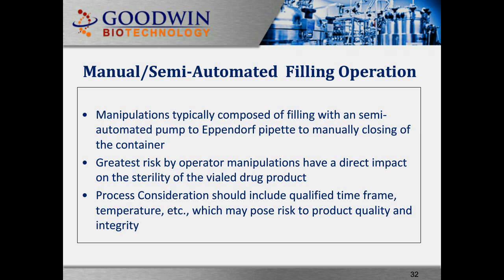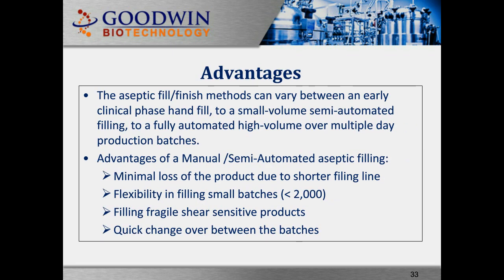Let's go over the advantages of manual semi-automated filling. The aseptic fill finish methods can vary from an early clinical phase hand fill, to a small volume semi-automated filling, to a fully automated high volume over multiple day production batches. What are the advantages of manual semi-automated aseptic filling? There will be minimal loss of the product due to a shorter filling line, and there is flexibility in filling small batches. You can fill from 50 up to 2000 vials, and fill fragile shear sensitive products, and there can be quick changeover between the batches because most of the materials used for filling are disposable.